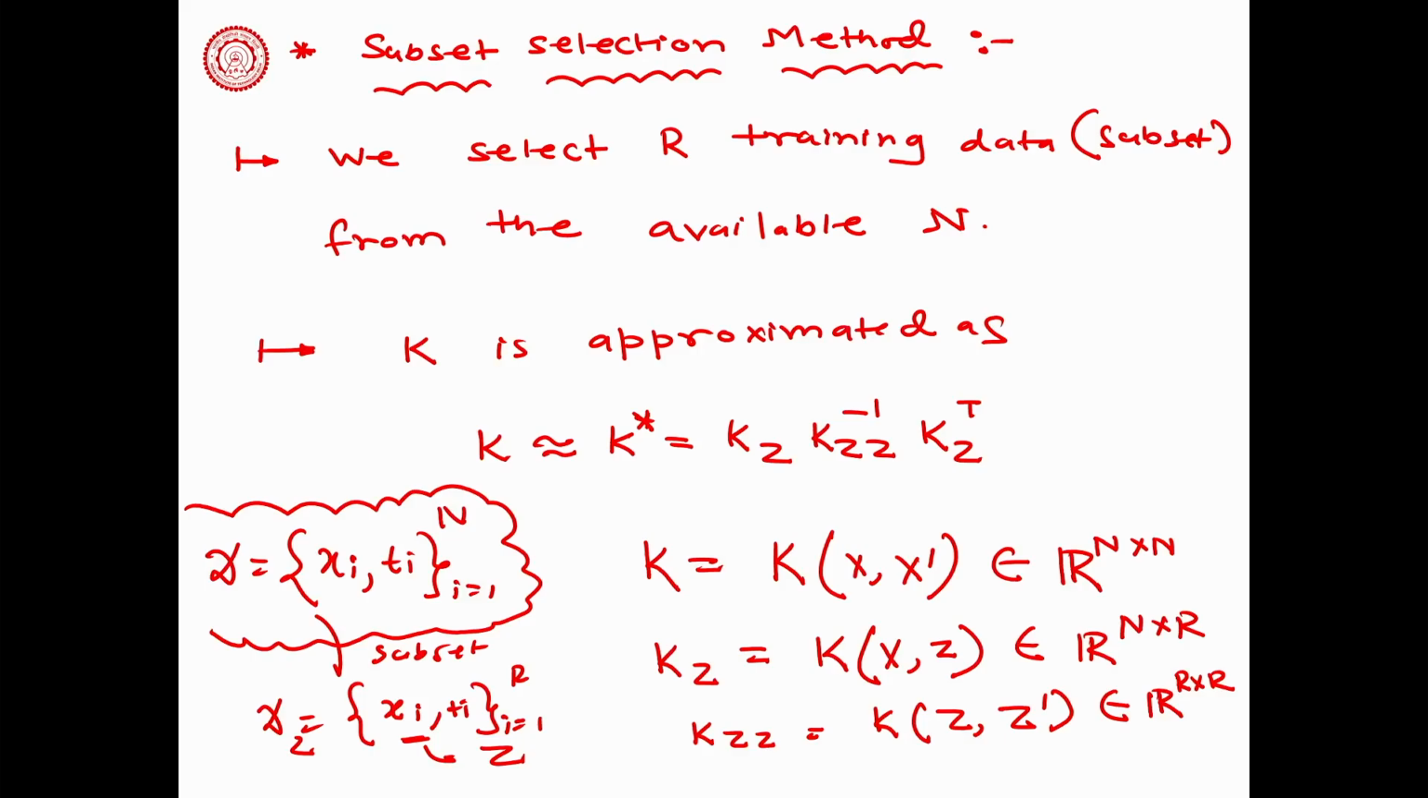So now, okay, let me write it down. So at r equal to n, k becomes equal to k star, which is equal to k inverse k, which is equal to k, right. Clear?